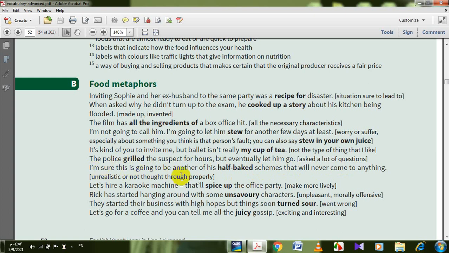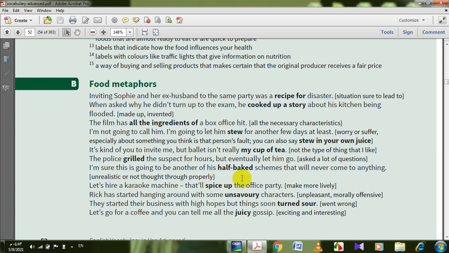I'm sure this is going to be another of his half-baked schemes that will never come to anything. Half-baked means not well planned. Scheme is مخطط مشروع or sometimes مكيدة. Half-baked means not well planned, unrealistic or not thought through properly.